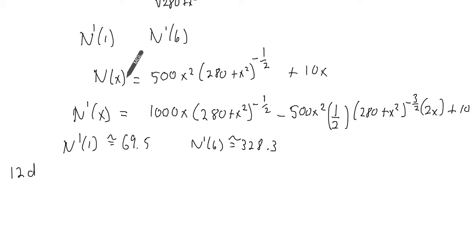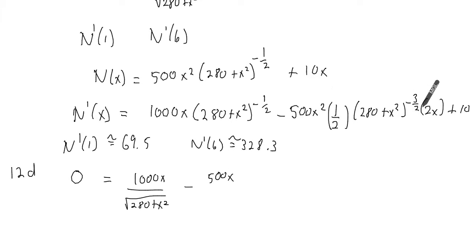So to figure out if the rate of change will ever be negative, I basically need to figure out when N prime of x equals 0. So let's get that. It's 0 is equal to, now I'm going to write this using the fraction method. So I'll get 1000x over the square root of 280 plus x squared, minus, and here I get 500, this 2 and this 2 cancel out, so I still remain with 500x.